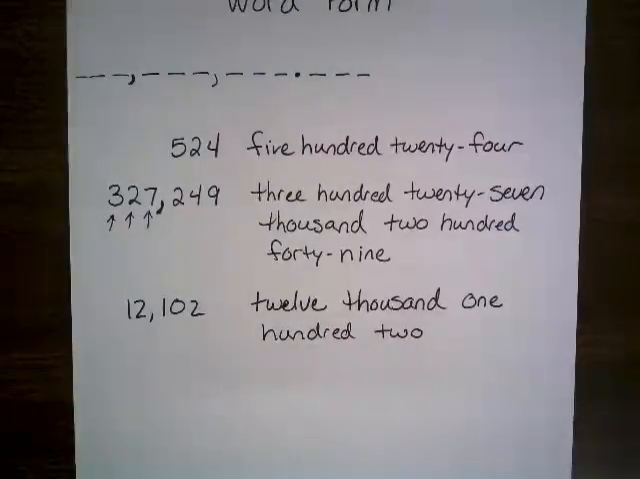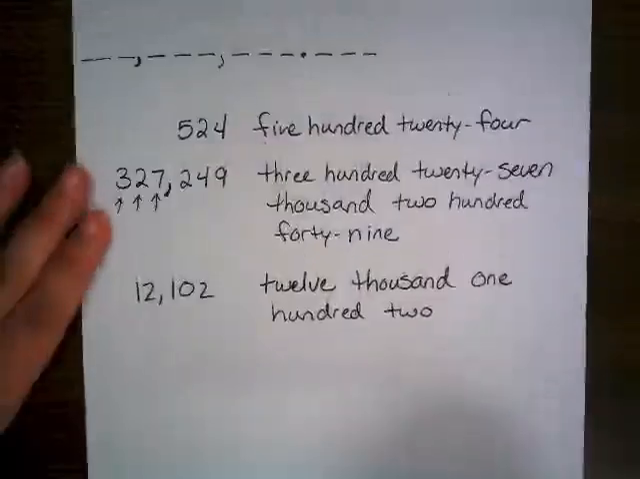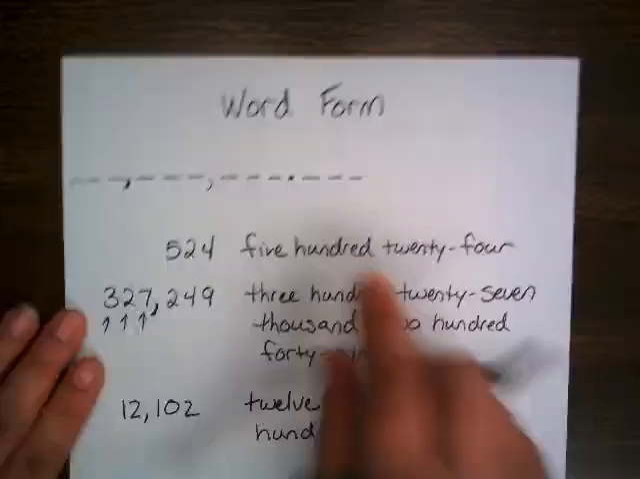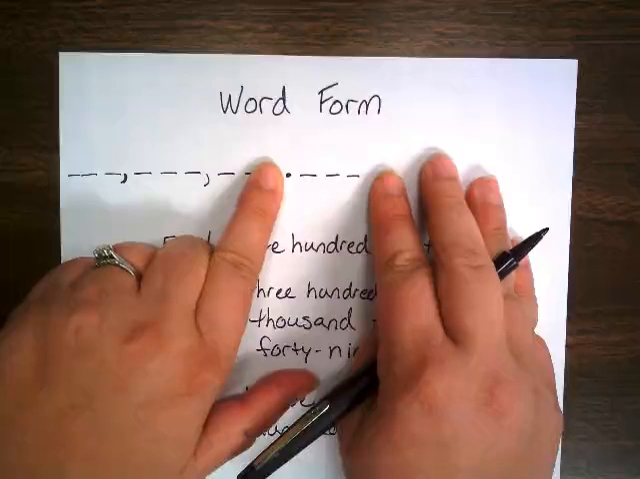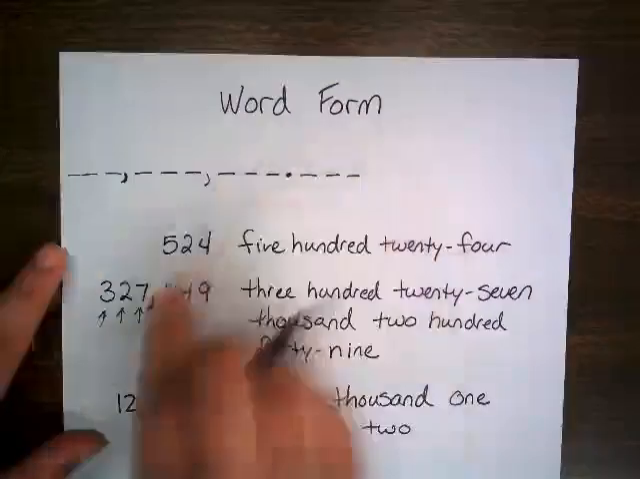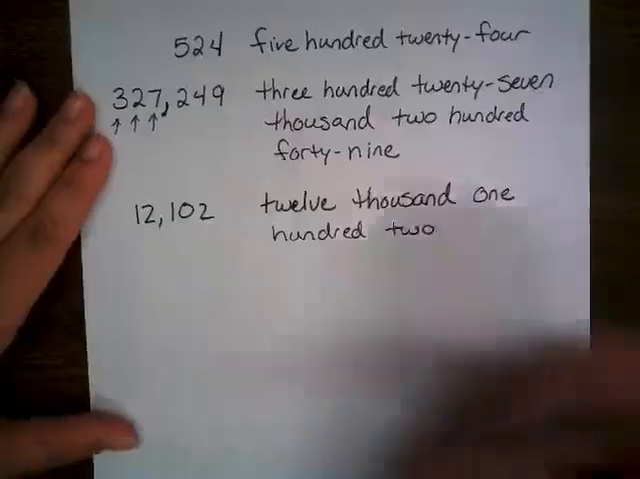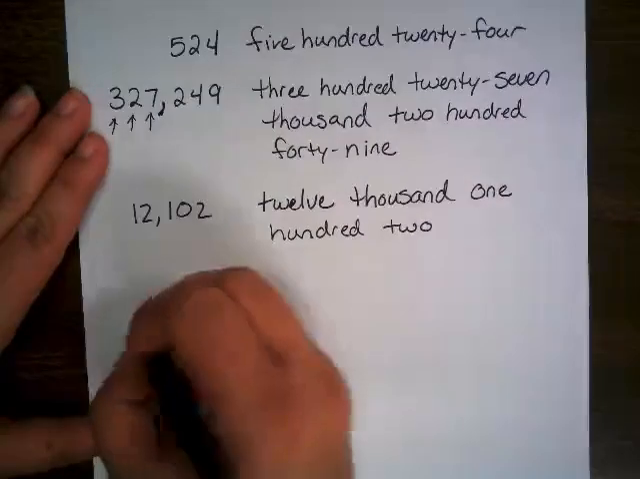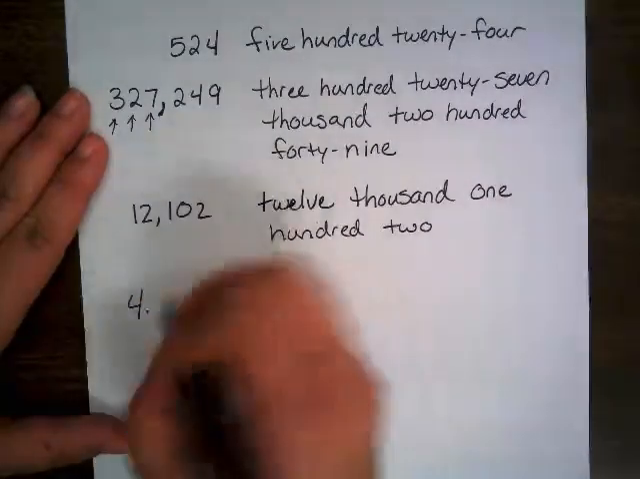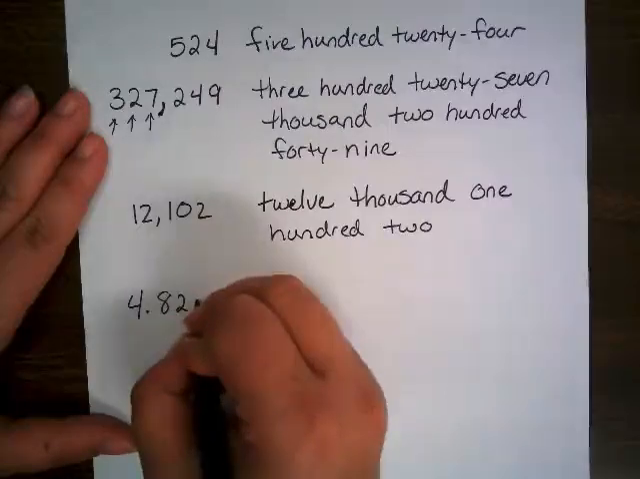Now, let's think about how we would add a decimal into this number, into our word form. Again, decimals are groups of 3, so we're going to be looking at them the same way we've been looking at these numbers here. Let's say I have 4.821.